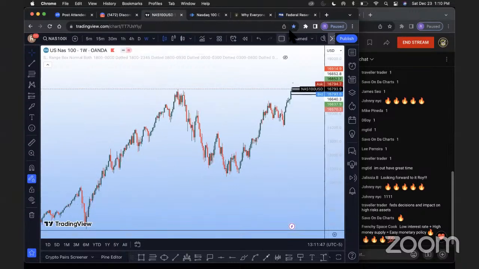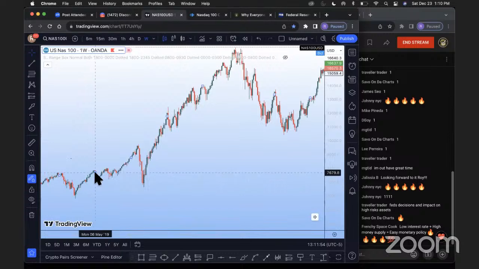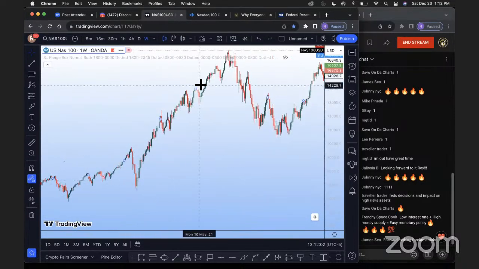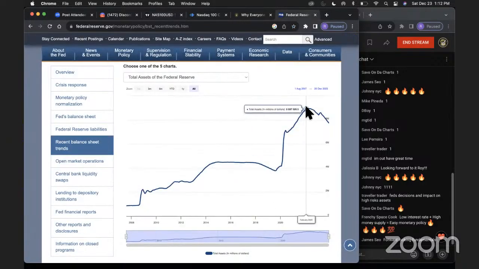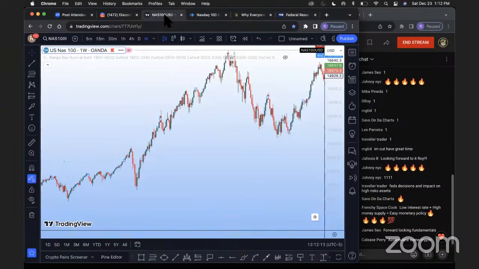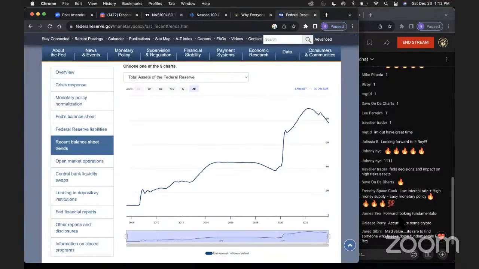You have the Fed printing money. In 2019, you had a little bit of a dip here when the Fed was trying to get rid of some assets. That's this right here. Coronavirus crash. We had a crash and then a massive recovery. So this big recovery up starting in 2020 correlates with the Federal Reserve's balance sheet popping off. There's a bit of a decline here that correlates with the decline in stock market performance. Low interest rates plus high money supply equals easy monetary policy.